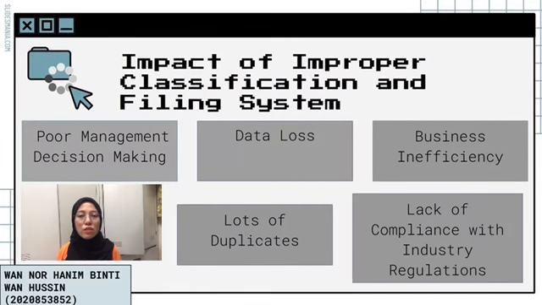Business inefficiency. Bad file management results in spending too much time locating misplaced documents. Lots of duplicates. Having duplicates is not a major issue, but it can slow down progress, especially when a single file is used and updated by multiple departments. Lack of compliance with industry regulations. When an organization lacks the right procedure for its purpose, it will simply not pass a data management audit.